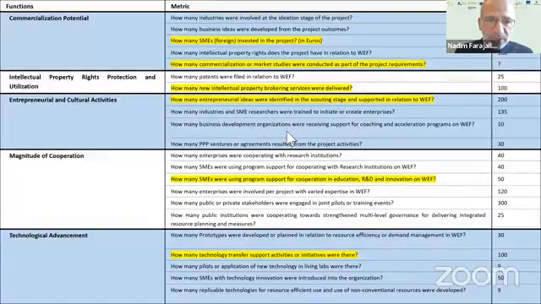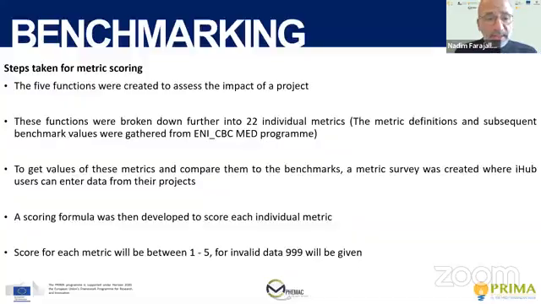Let me go back, sorry. 6 that were highlighted in yellow. These are what we call deal breakers. We have to have information on this for us to be able to assess a project.